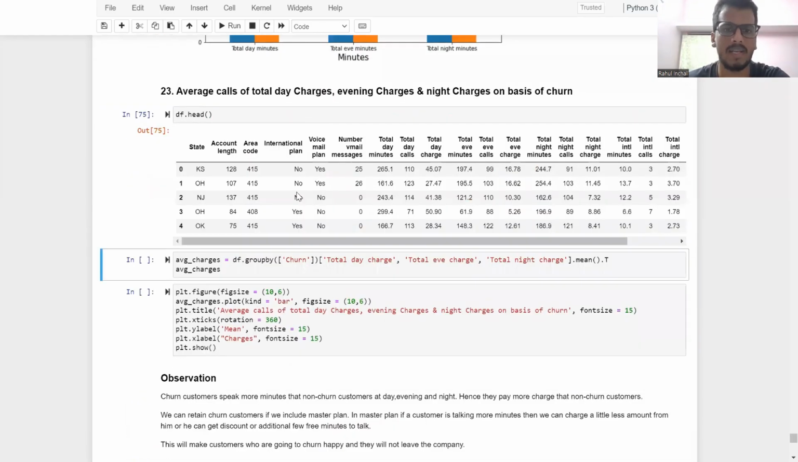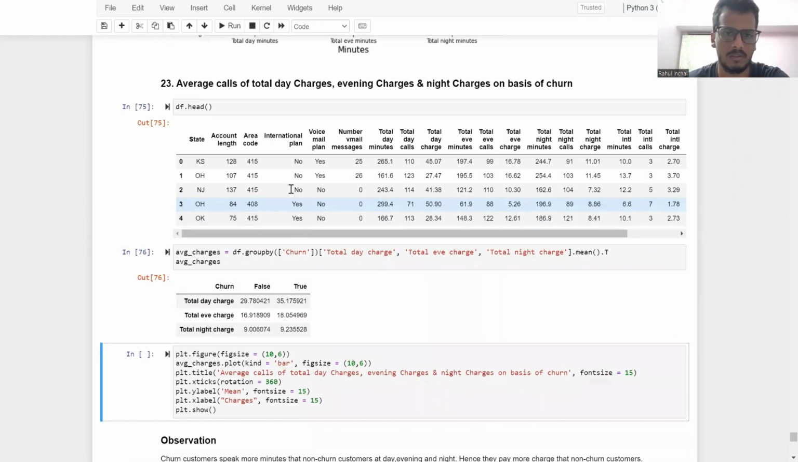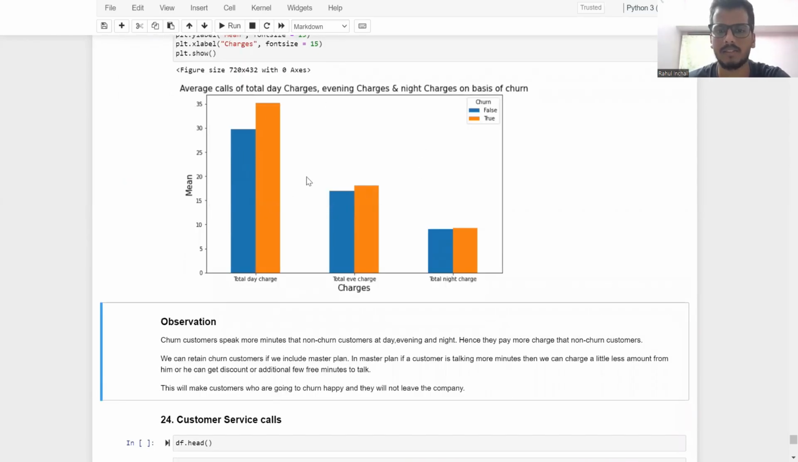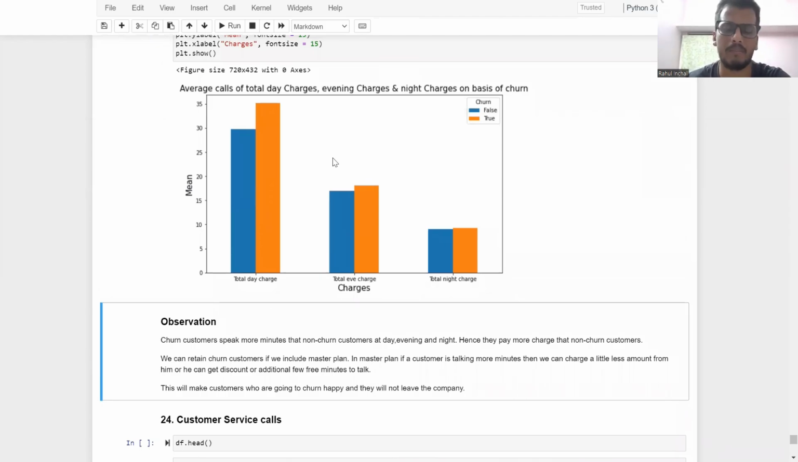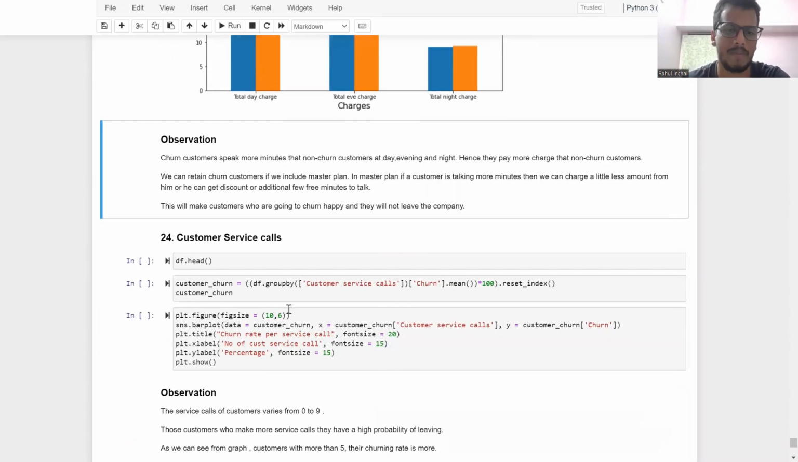Okay, so now total day charges is here. Again, you can see the observation for the entire plot, which is what we can make out: churn customers speak more minutes than non-churn customers at day, evening, and night, hence they pay more charges than non-churn customers, right? So we can retain the customers if we include master plans, and roll out some offers to them as well.